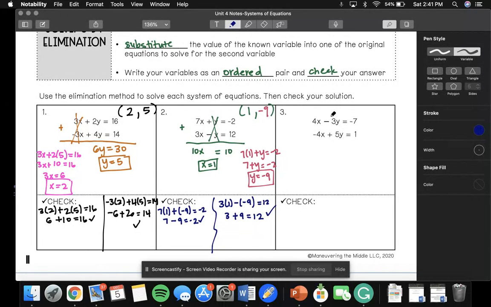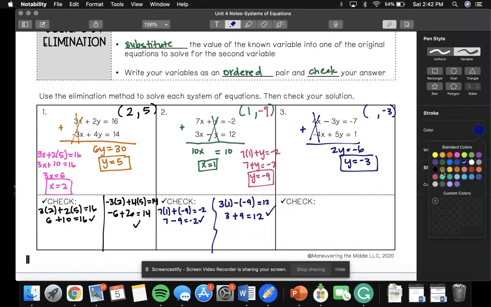Okay, so hopefully you have tried this. You would add these together. You would notice that the x's would eliminate. Negative 3y plus 5y is 2y, and negative 7 plus 1 is negative 6, which means that y would equal negative 3.